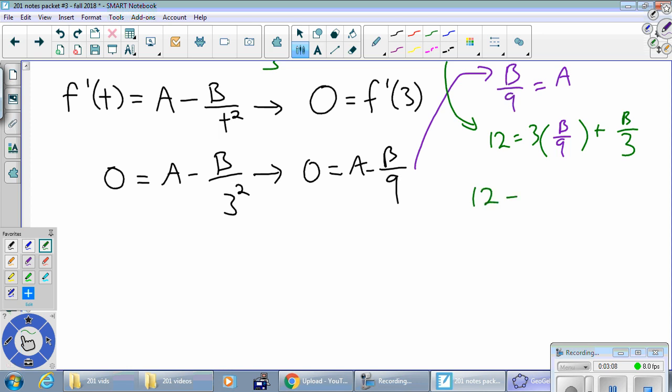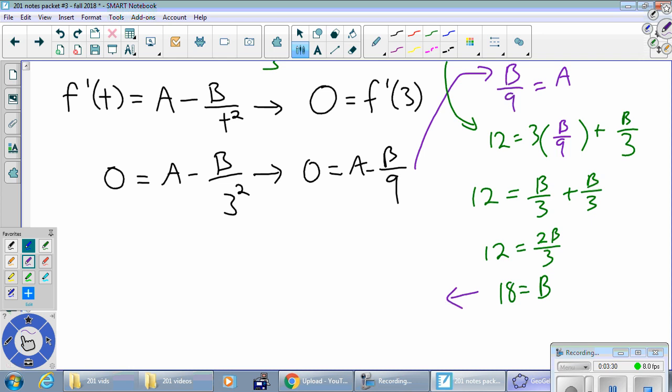Okay, so 12 is equal to b over 3 plus b over 3 when you reduce there. 12 is equal to 2b over 3. Multiply both sides by 3 over 2, and we should get b is equal to 18. Once we know b, we can go back up to that purple equation at the top to find a. B over 9 was supposed to equal a, so 18 over 9 is now equal to a, so a is 2.